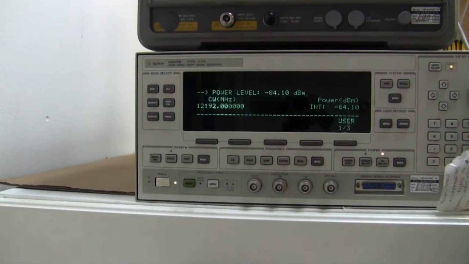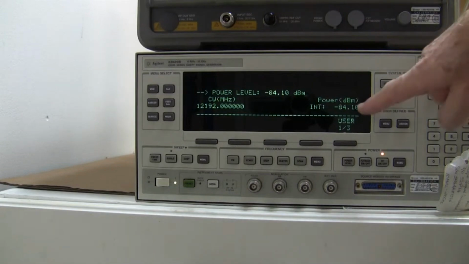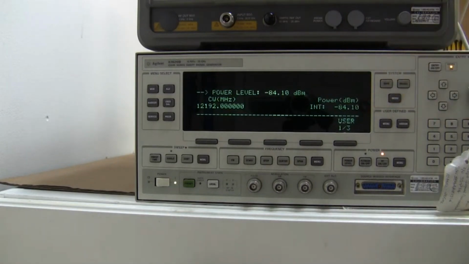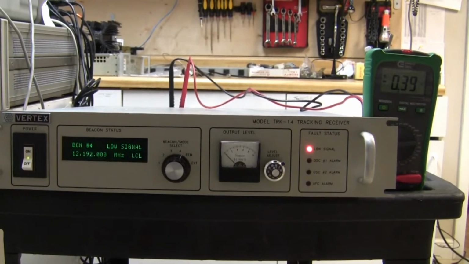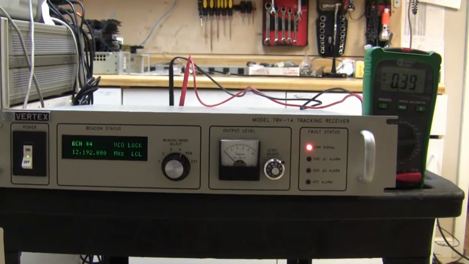Now I'm simulating the input from the satellite by using this frequency generator. I've set it to the same frequency that the TRK-14 is expecting, in this case 12192 megahertz. The input is low, and looking at the TRK-14, it shows that there is obviously an error, low signal, and the lock is not there.